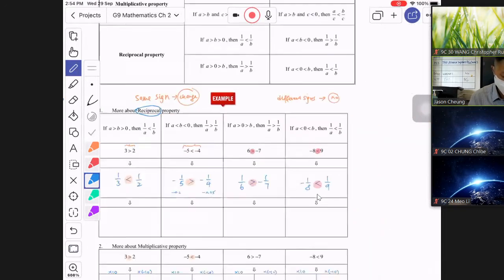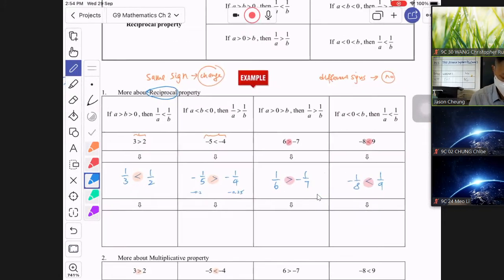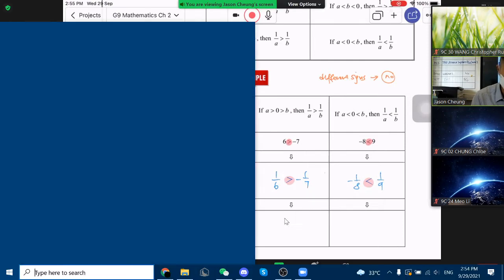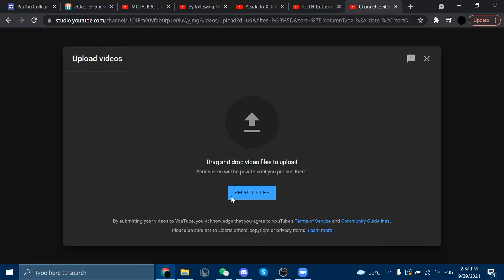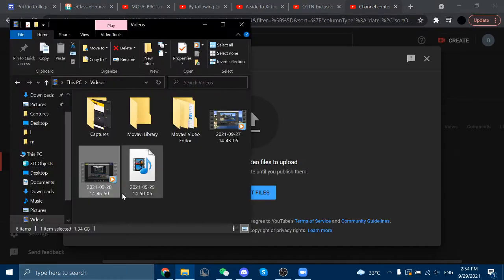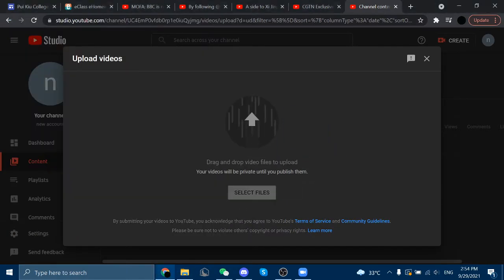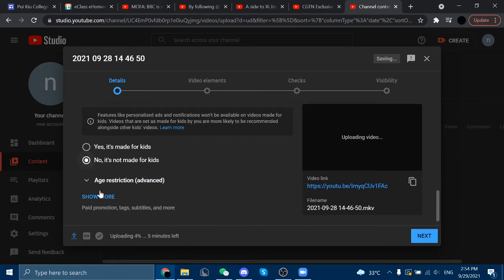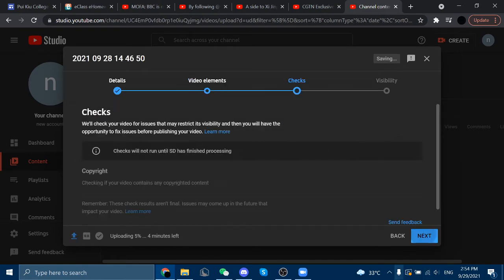And then when we try to use this property, here we'll have some rules. First of all, if these two numbers are with the same sign, and then when we convert it into 1 over this number, the sign here has to be changed. However, if these two numbers are different sign, when we take 1 over these two numbers, the inequality sign here will not change. So this is the first thing that we learned yesterday.